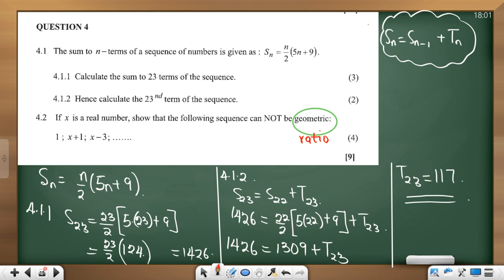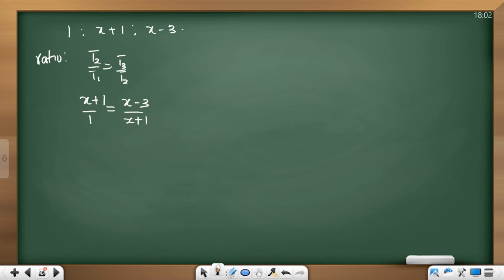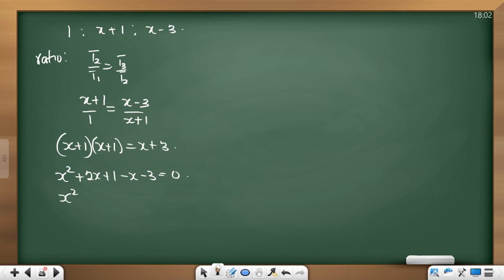Let's solve for x. All right, so it's 1, x plus 1, and x minus 3. Let's find our ratio. T2 over T1, T3 over T2. So it's x plus 1 over 1, x minus 3. Okay. Let's cross multiply. Going to have x plus 1 into bracket x plus 1. All right, I'm going to just shortcut now. This will give me 2x plus 1 minus x minus 3 equals to 0. So I have x squared. 2x minus x would give me what? 1 minus 3 would give me minus 2.